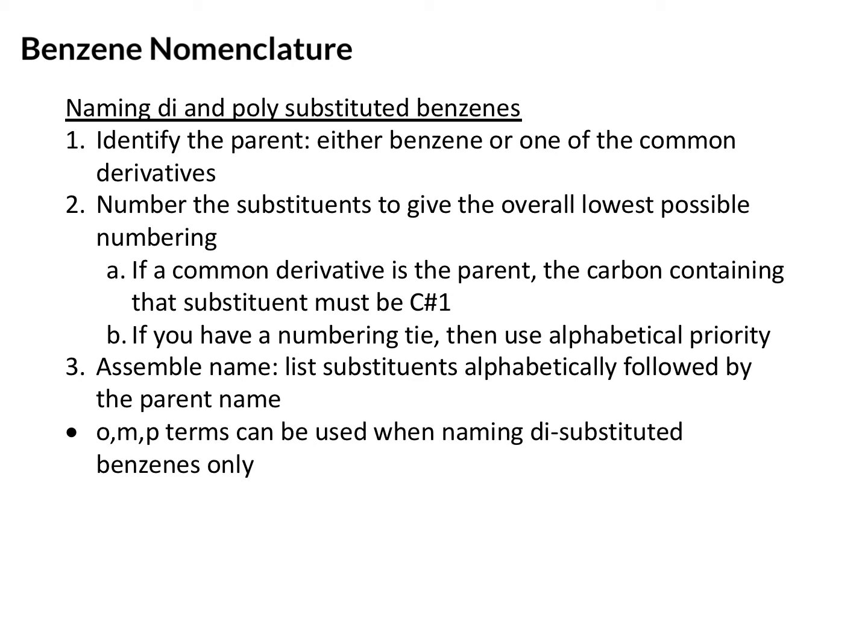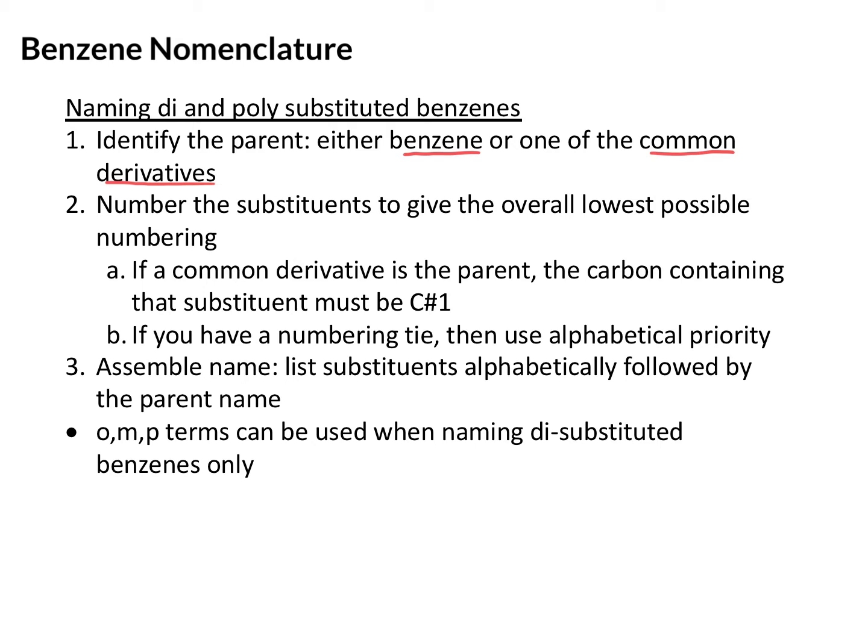Here are the systematic rules for naming di, tri, and other polysubstituted benzenes. So let's just review these and then we'll do some examples. First thing, identify the parent. The parent can either be benzene or it can be one of those common derivatives like toluene or phenol.